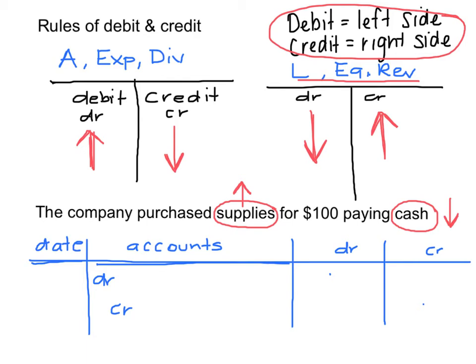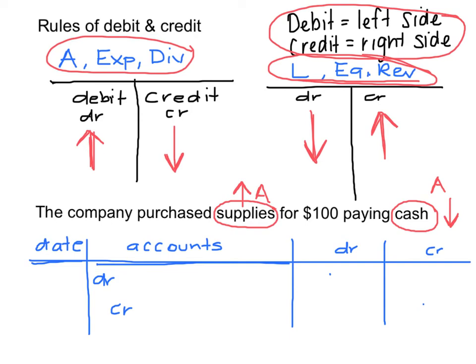Next is to identify which one is it. Is it an asset, expense, dividend, liability, equity or revenue? And this is something that you need to learn. I know from my studies that supplies is an asset for the business, and I also know that cash is an asset. So that's interesting, they're both assets.